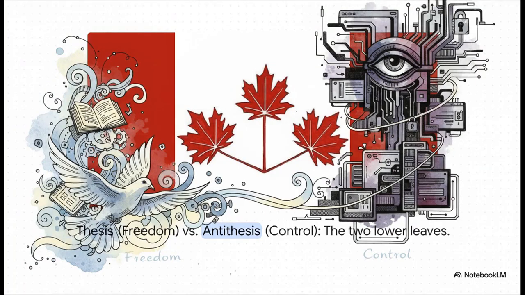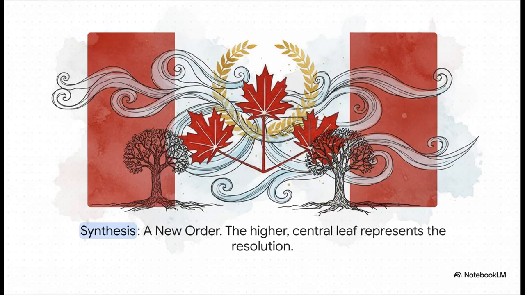So how does this actually apply to the flag we're looking at? Well, according to the source, those two lower leaves, they represent a fundamental tension. On one side, you've got the thesis, freedom, and directly opposing it is the antithesis, control. And the document even notes that this idea of control is getting amplified by modern technology. And this is where it all comes together. That higher central leaf, that's the resolution. That's the synthesis. It represents what the source describes as a new meritocratic order, one that aims to solve that exact conflict between freedom and control, all while preserving heritage and, well, freedom.